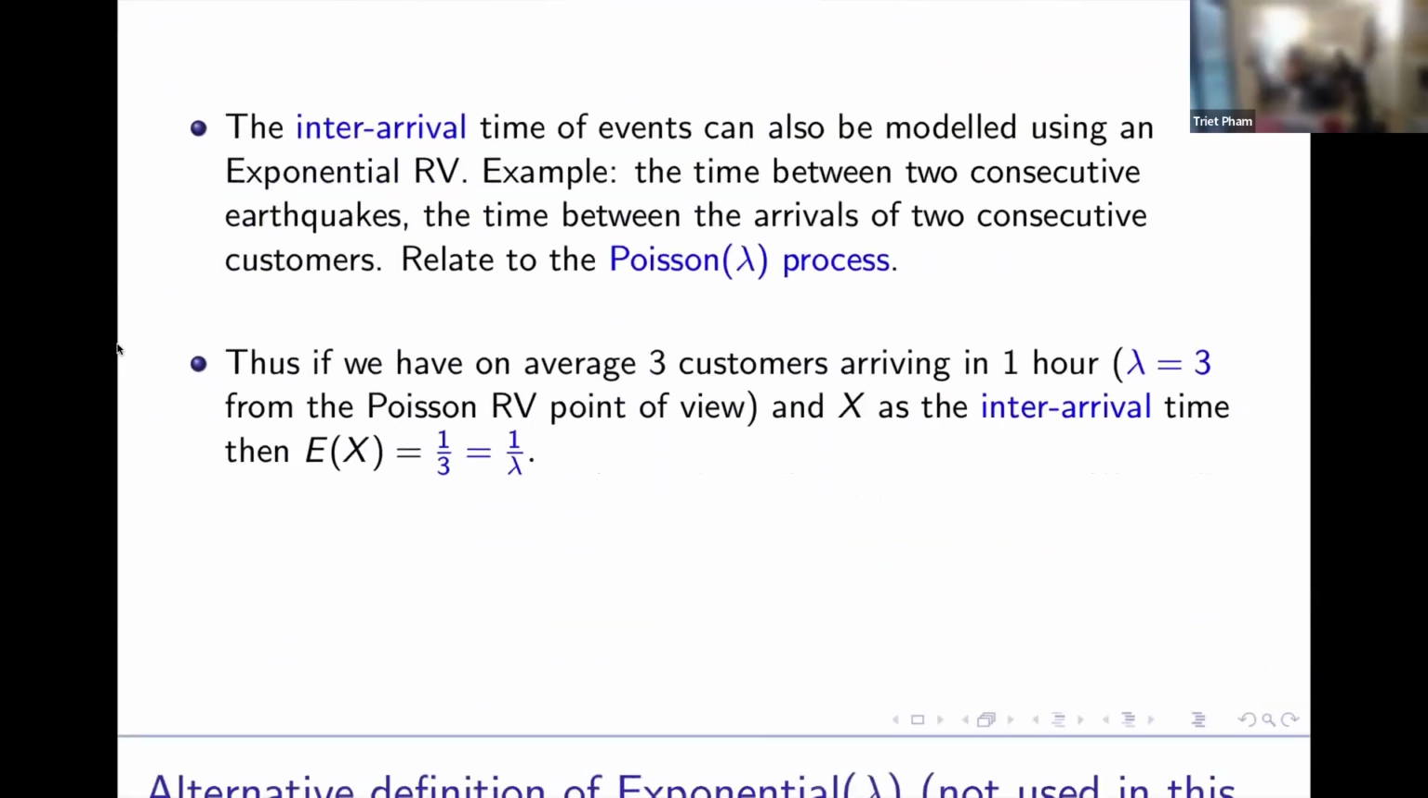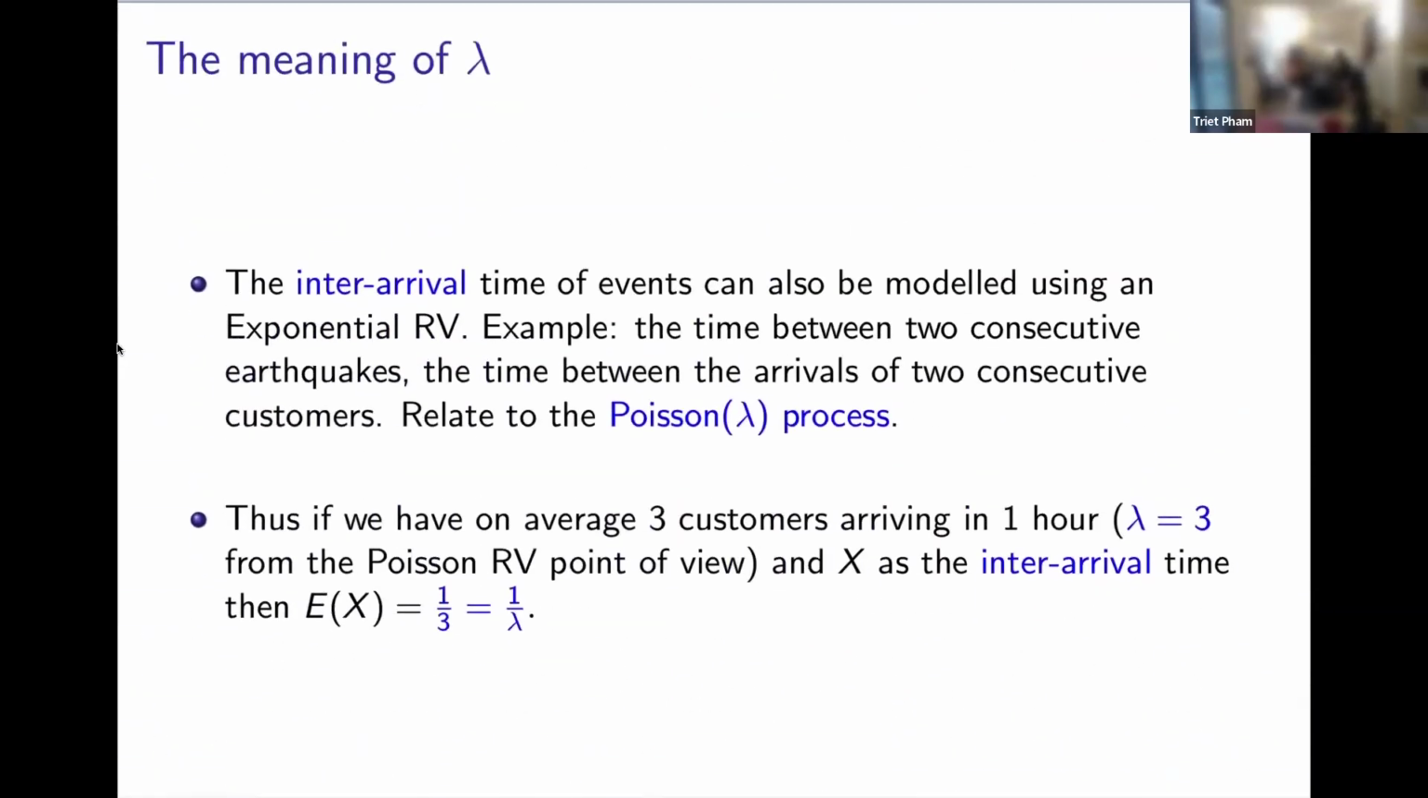in the sense that if you have the Poisson to model the count of the events, like customers arriving at a store in 1 hour, like Poisson 3, what you're saying is that on average there are 3 customers arriving at a store in an hour. Notice the expectation of the Poisson is exactly lambda.